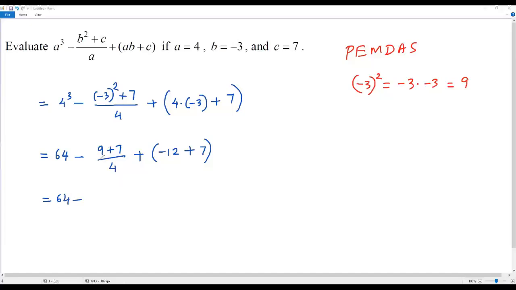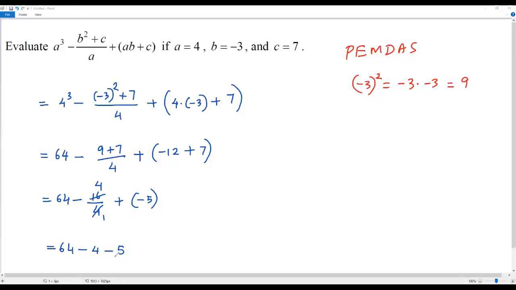Okay, 64, negative. So here, when I simplify the expression over here in numerator 9 positive 7, it will become 16 over 4 positive. Now, let's simplify this one, negative 12 positive 7. The simplification of this one is negative 5. And here, let's simplify this fraction. 4 goes into 4 one times, 4 goes into 16 4 times. So I get 64, negative 4, positive times negative will become negative 5.